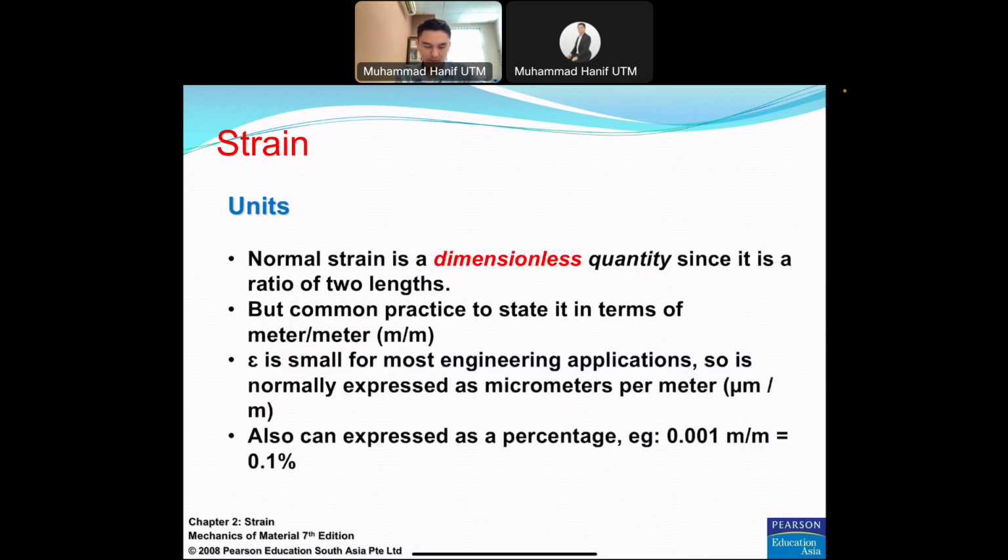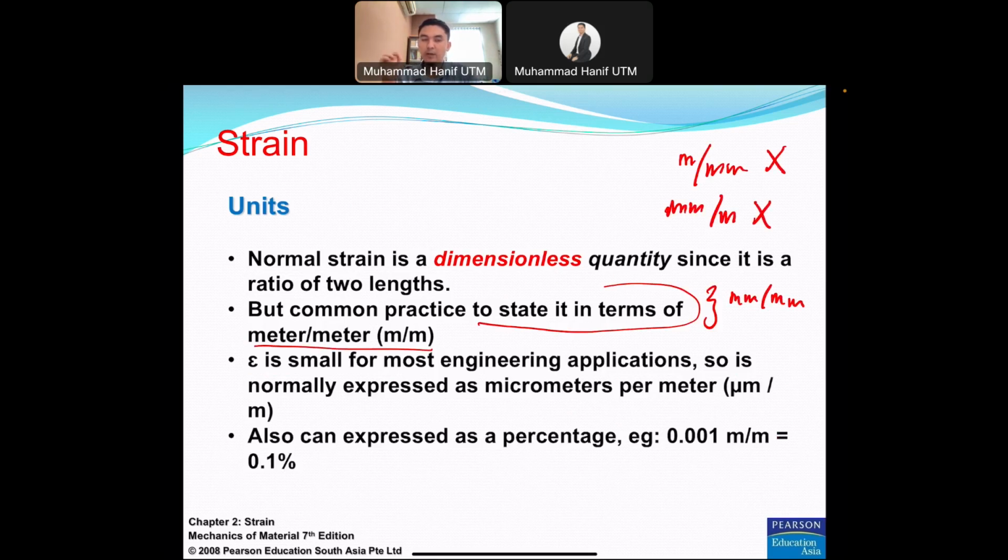Okay, so units. Normal strain is a dimensionless quantity since it's a ratio of two lengths, so there is no unit for strain, but it is common practice to state it in terms of meter per meter. Sometimes engineers use millimeter per millimeter, so it is similar. It cannot be meter per millimeter, or millimeter per meter. The unit should be the same. I mean the power of 10 should be similar.